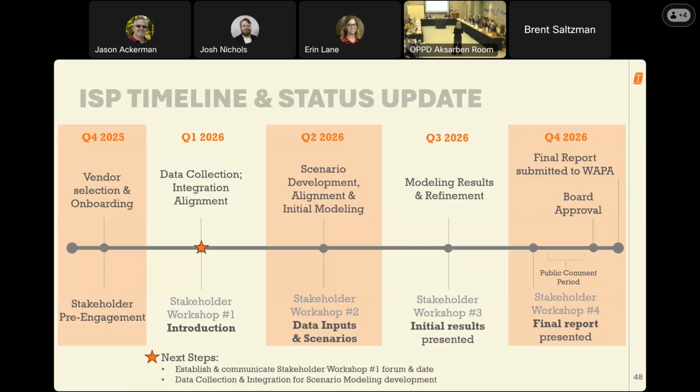The study is not going to tell us what generation we need. That's the IRP piece of the ISP, but it's complementary to that. I hope that helps. That does help. Thank you.